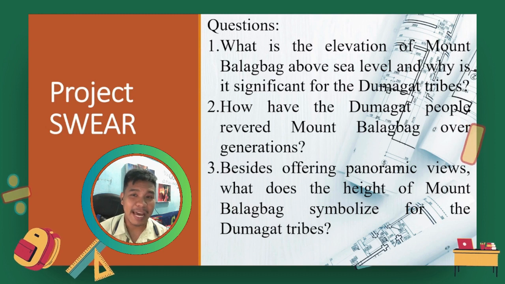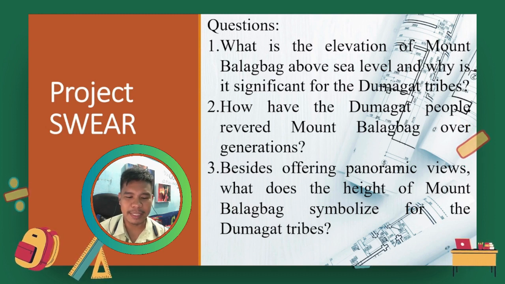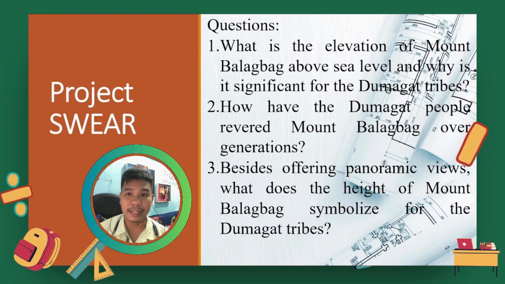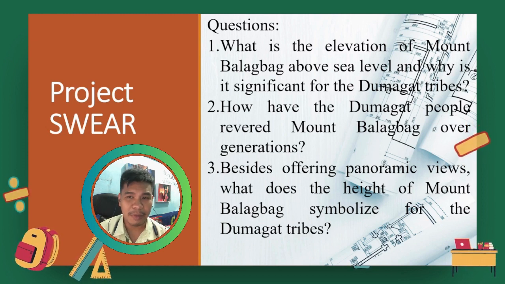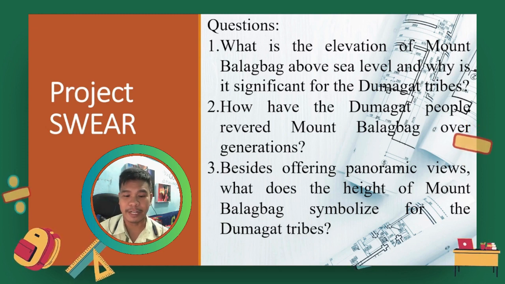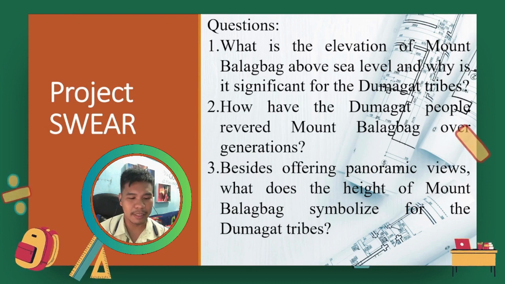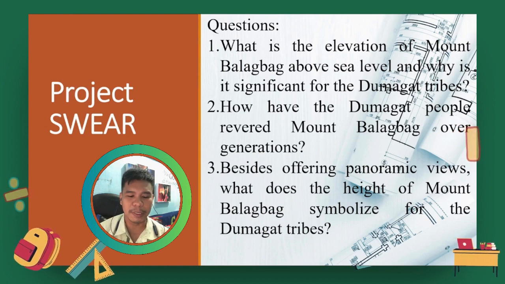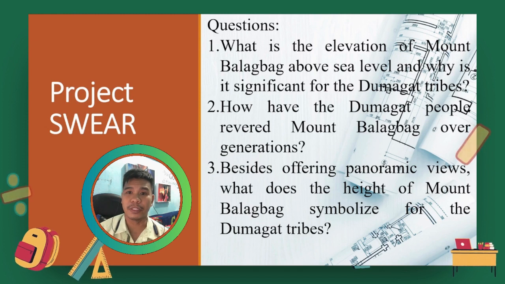Very good. The height of Mount Balagbag symbolizes more than just breathtaking views for the Dumagat tribes. It represents their profound connection to the land and their ancestral heritage. The mountain serves as a symbol of reverence and cultural identity for the indigenous Dumagat people inhabiting its foothills.